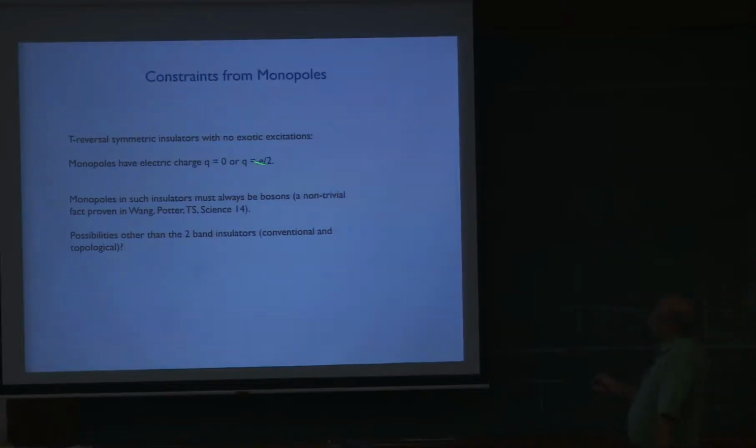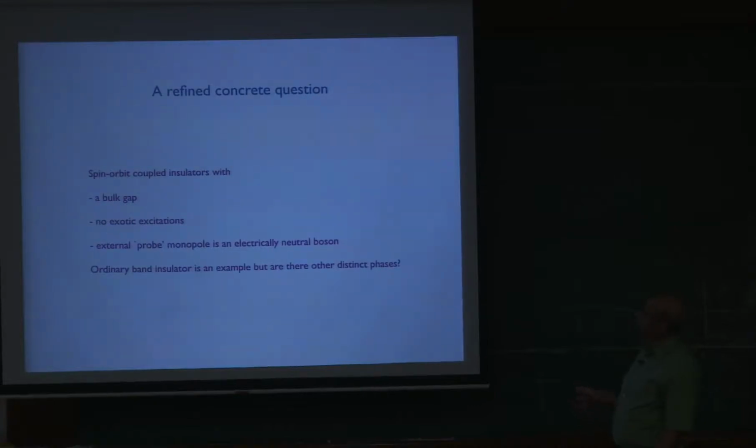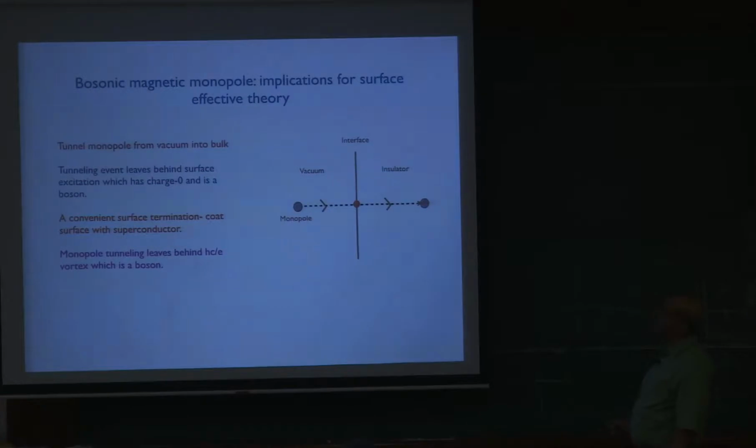Okay, so in seeking other phases of such insulators, we know that if there's some other phase where the monopole is E/2, meaning theta is pi, we can combine it with the known topological band insulator to produce a phase where theta is 0. So it's enough to classify phases with theta equals 0, right? Which means that it's enough to restrict to monopoles which are electrically neutral and which are bosons. So then we can refine the question. Say that spin orbit coupled insulators have a bulk gap, no exotic excitations, and the monopole is an electrically neutral boson, and there's the ordinary band insulator, or there are other examples. Okay?